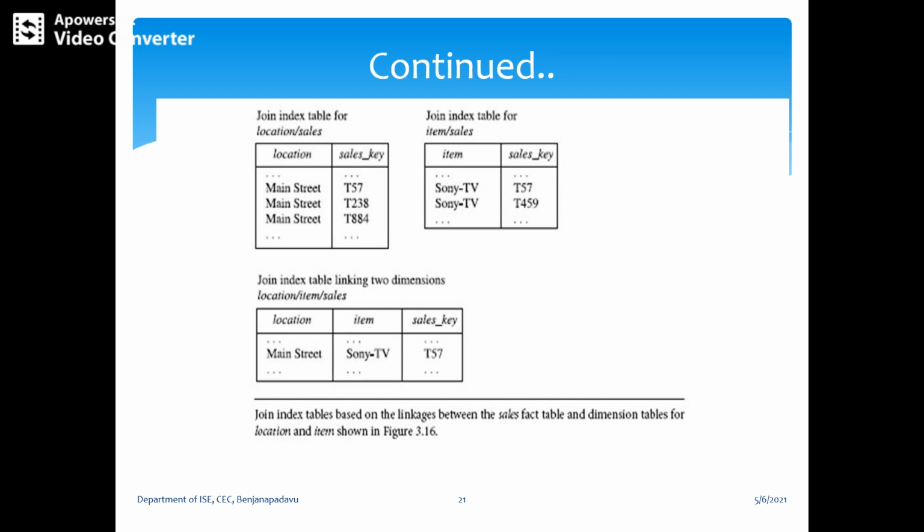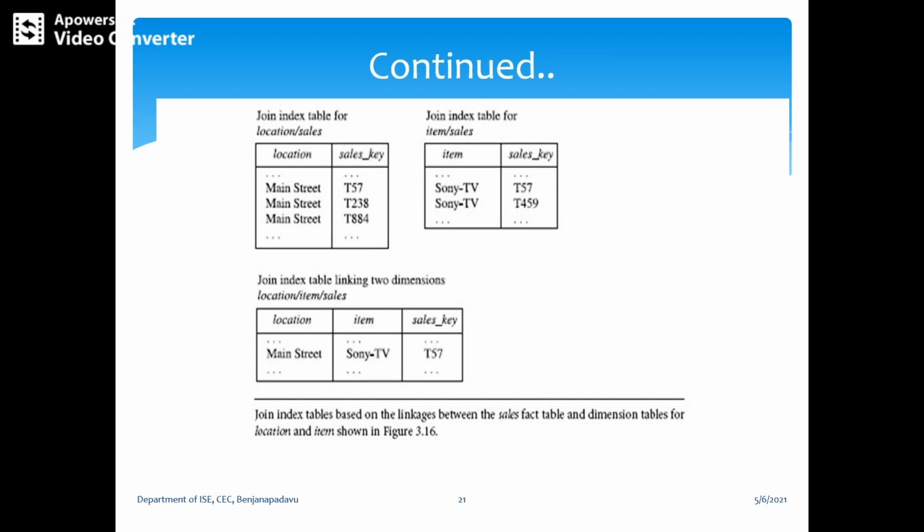key is T57. With this key we can come back to the previous table. So the join index table is based on the linkage between the sales fact table and the dimension tables for location and item, which we have shown in the previous diagram. So this is how join and bitmap indexing work. This is the indexing technique in OLAP data.